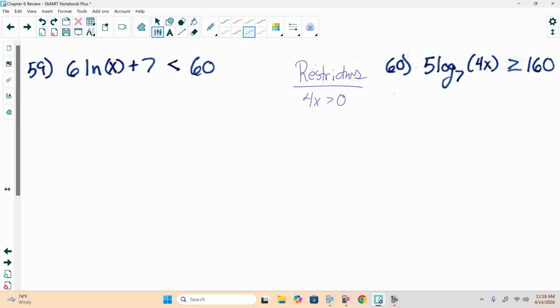Well, what's inside our logarithm for this one here is 4x. So it's telling us that 4x has to be greater than 0, or, well, realistically, x has to be greater than 0. If x is equal to 0 or less than it, we will be taking the log of a negative number, and that does not work. Questions on how we found the restrictions for this here?